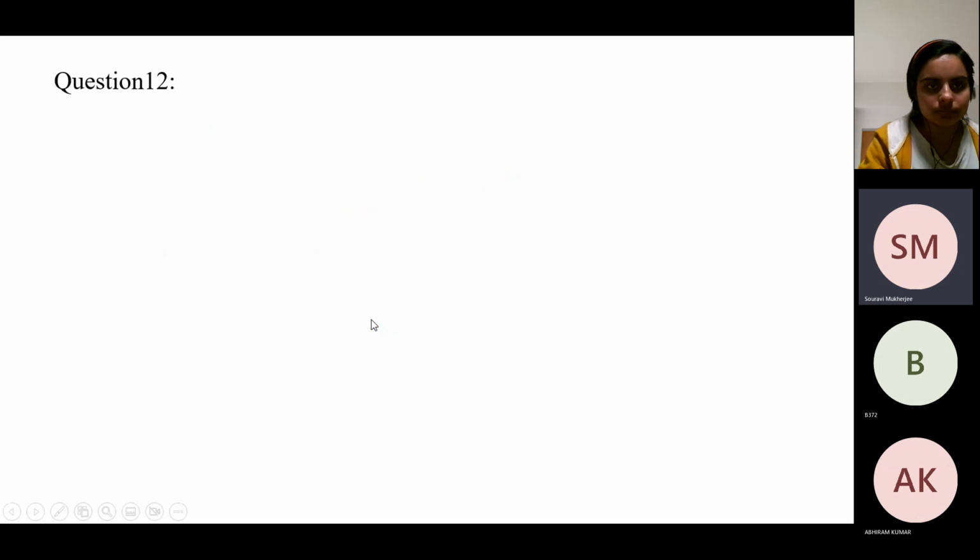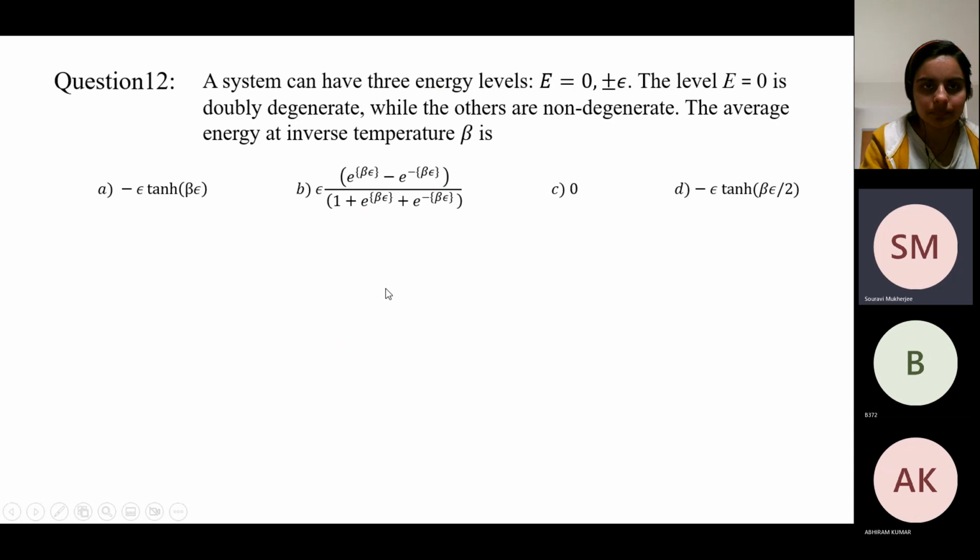Okay, so now this is another question. Here you have a system, and it has three energy levels, 0 and plus minus epsilon. The 0th level is doubly degenerate, and the others are non-degenerate. That means there are two energy levels at E equal to 0. And then the average energy at inverse temperature beta is given as what? So how do you plan to do this question?